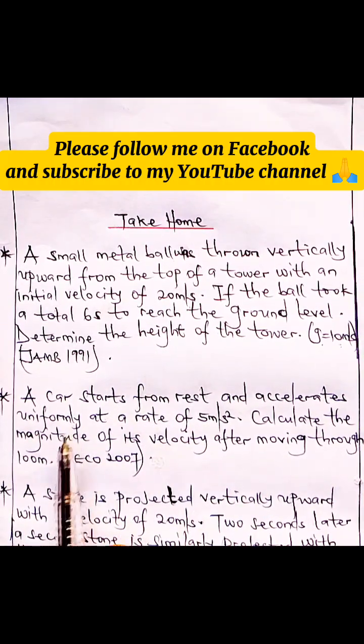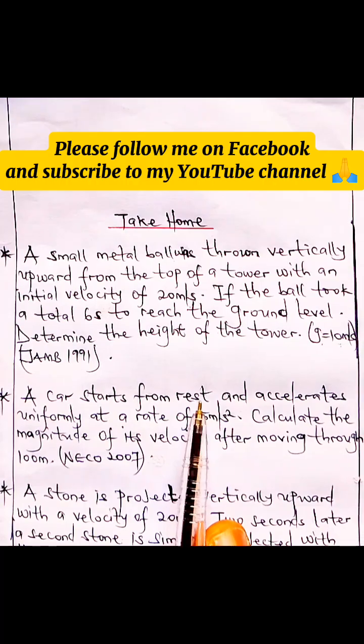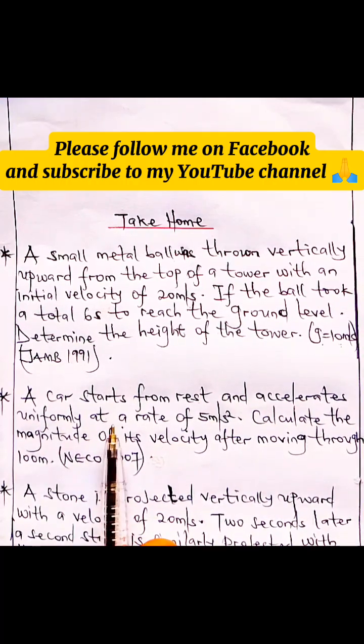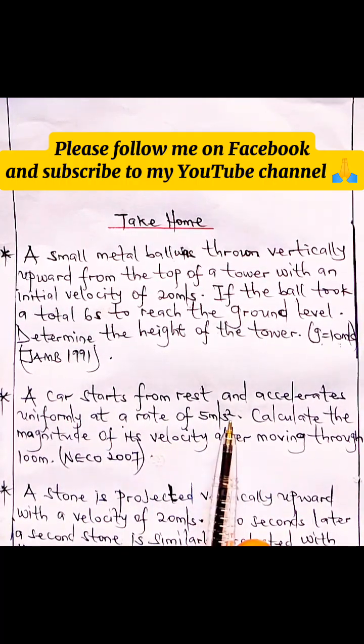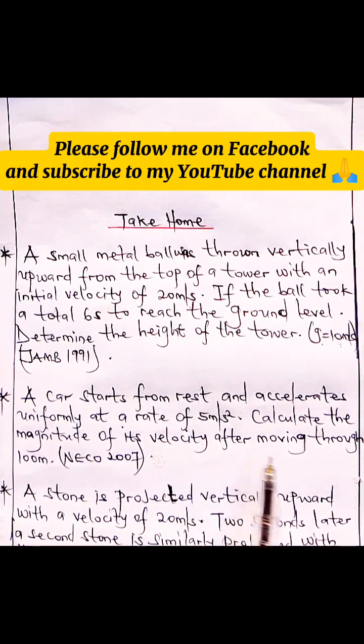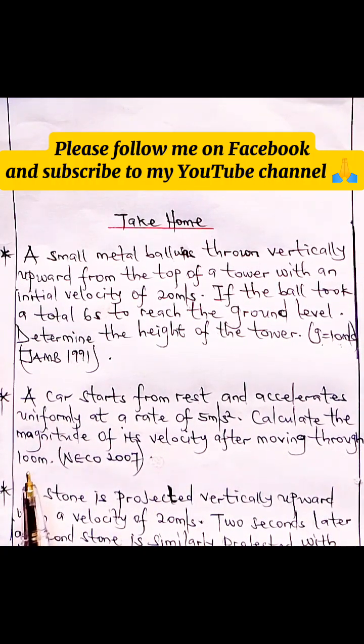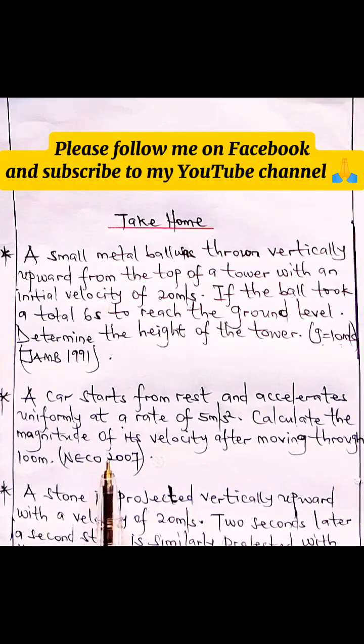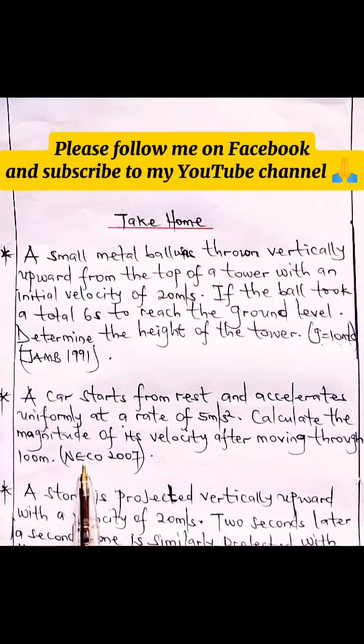The next we have is: a car starts from rest and accelerates uniformly at a rate of 5 meters per second squared. Calculate the magnitude of its velocity after moving through 100 meters. Now, this question was given in 2007 to some NECO students.